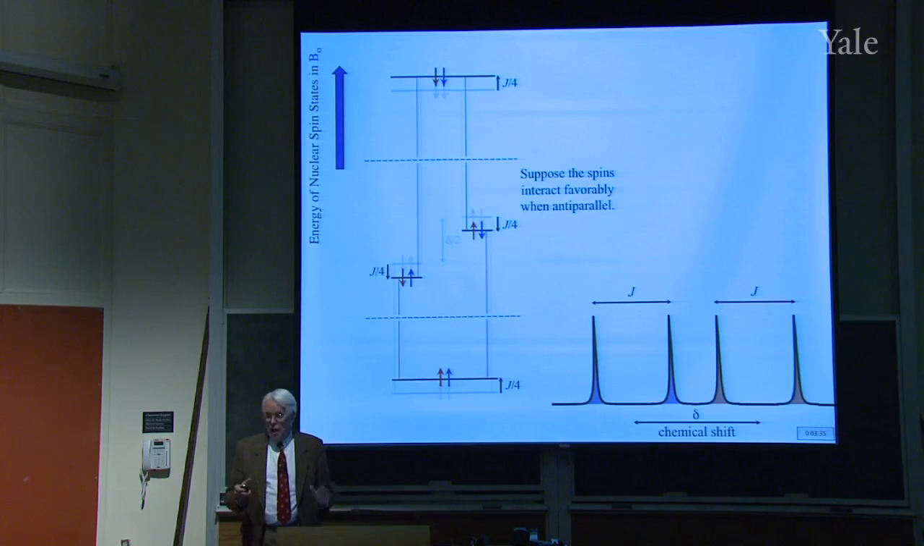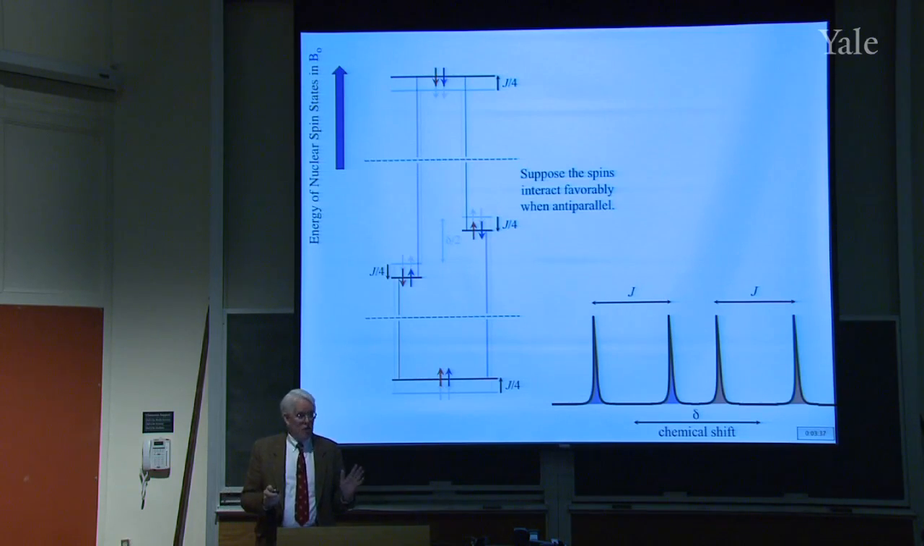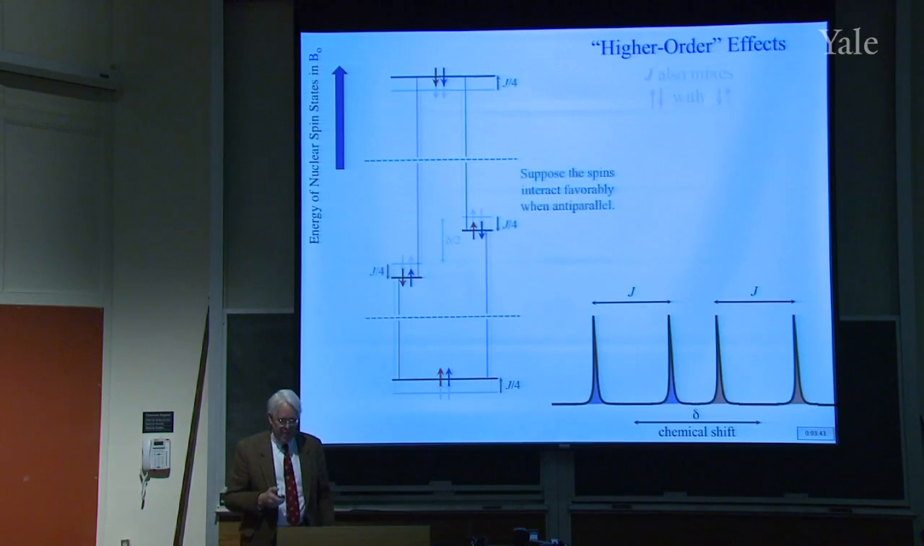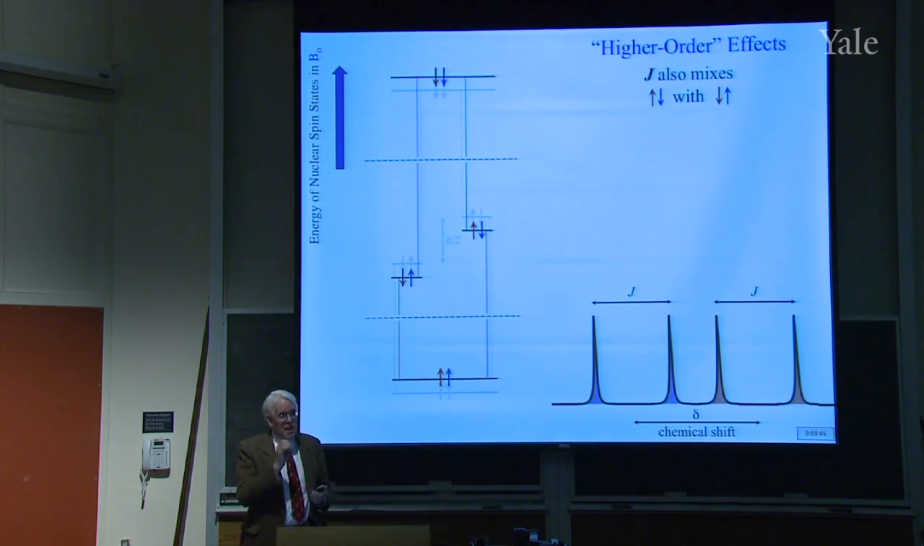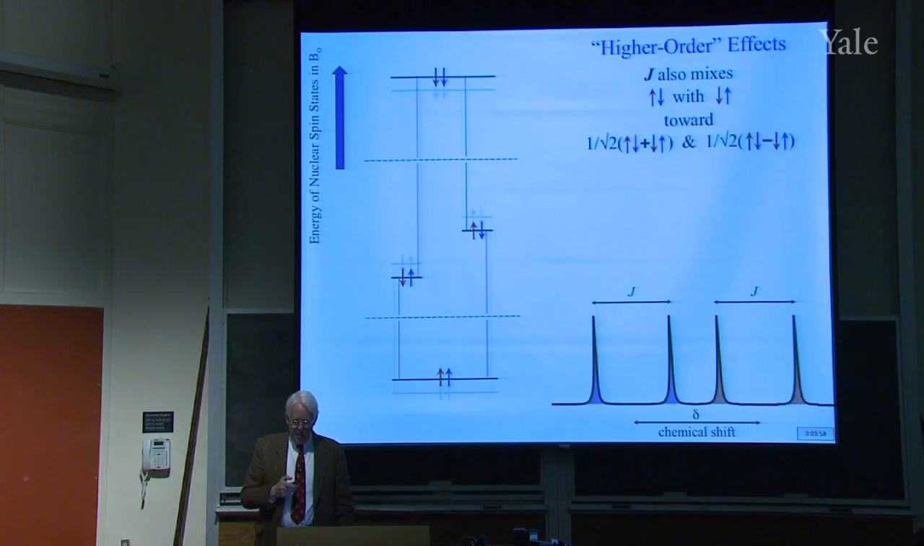Okay, so that looks just fine, and that's what's called the first order spectrum. That's what we've been talking about. But there are higher order effects, and I think you'll find this cute. Because J does something else besides just shifting these levels. It also mixes this state with this state, and it mixes them into a sum and a difference.